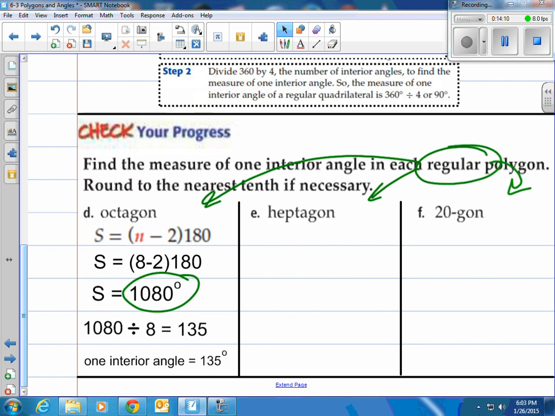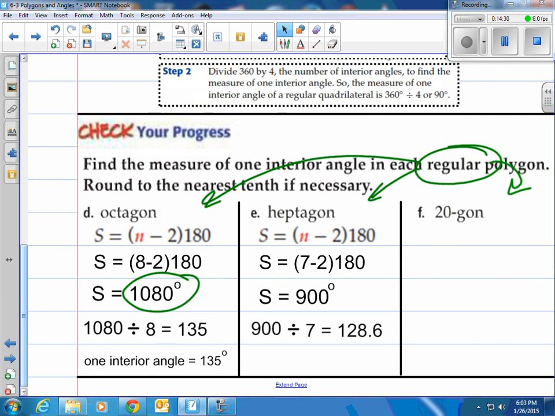How about a heptagon? Again, you can try these. Come on back and take a look and see if you can do it without me showing you here. Well, step 1, take the number of sides in a heptagon. That's 7. 7 minus 2 is 5. 5 times 180 is 900 degrees. Take 900 degrees, divide by how many angles there are, which is 7, and you get 128.6. That's rounded to the nearest tenth. So one interior angle is 128.6 degrees.